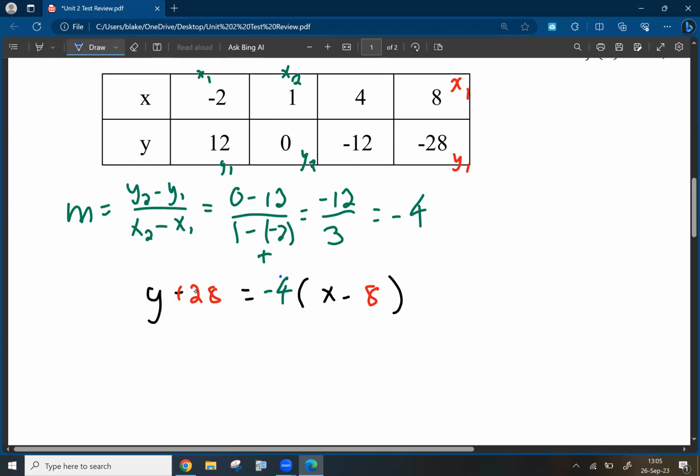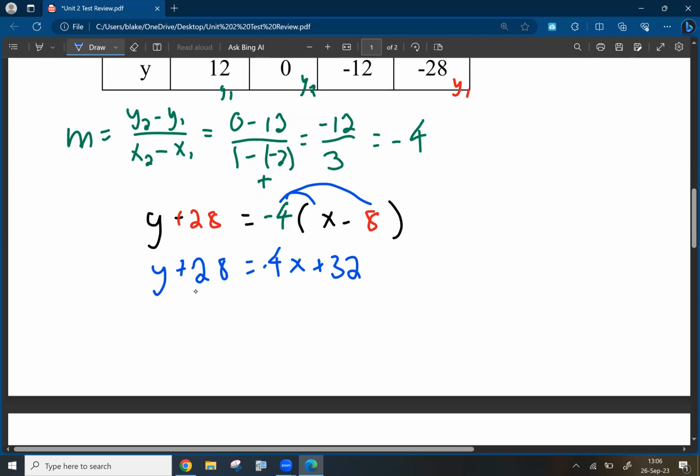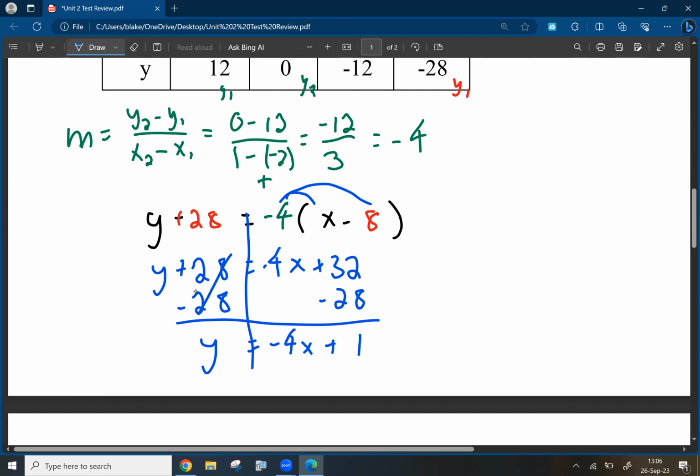And to solve it, we'll distribute. So we'll have negative 4x. Negative 4 times negative 8 is going to be positive 32. So negative 4x plus 32. Still have the y plus 28 over there. And then we will subtract the 28 to move it to the other side. And so final answer, we have y equals negative 4x plus 4. 32 minus 28 is 4. So this is our final answer here.